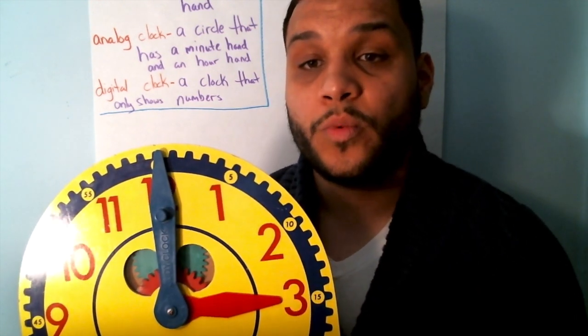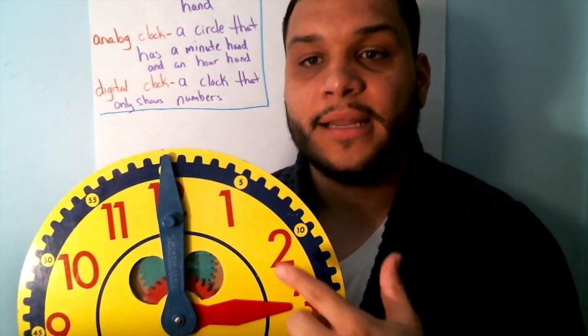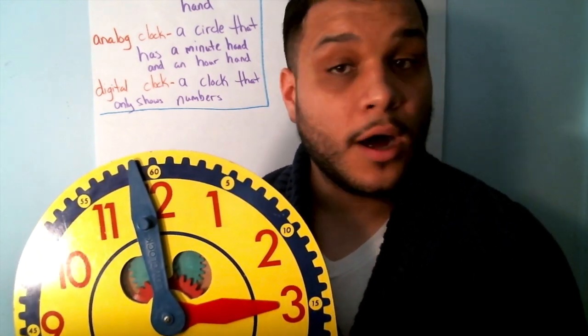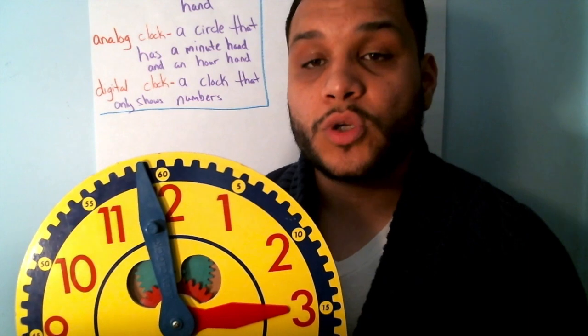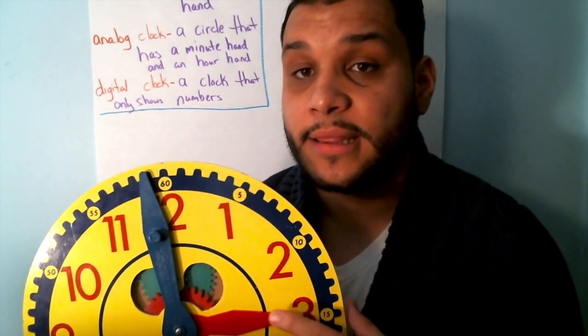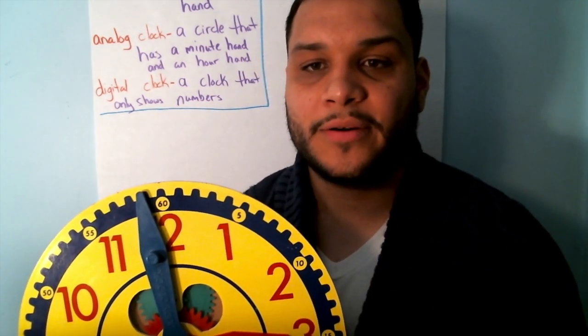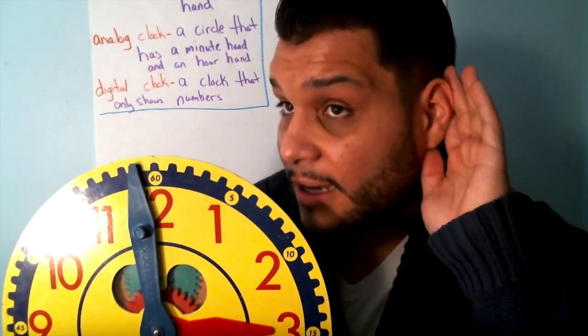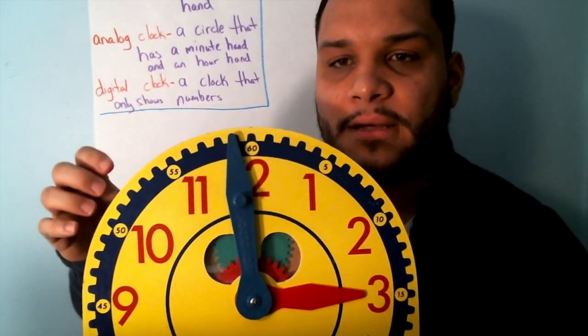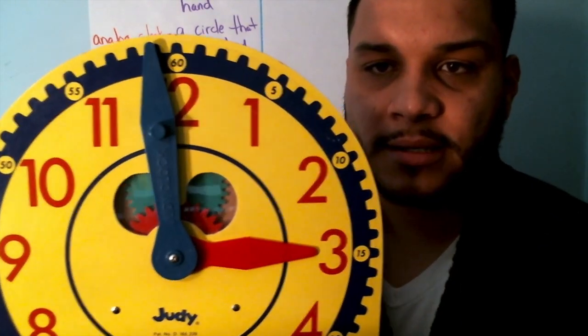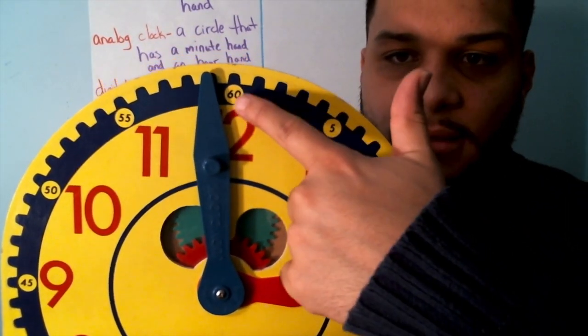Yes, two hands. And these two hands are called what? We call the red one the hour hand, and we call the blue one the minute hand. Now, all clocks are not going to have red and blue hands, so we would say that the short hand is the, oh, come on, you can do louder than that. The short hand is the hour hand, and the long hand is the minute hand. Awesome job.